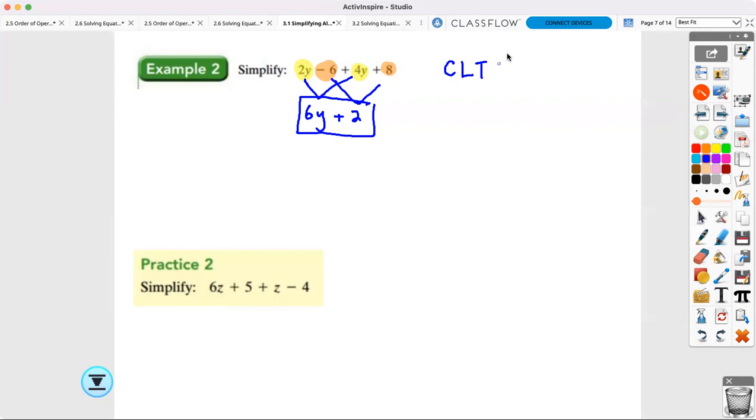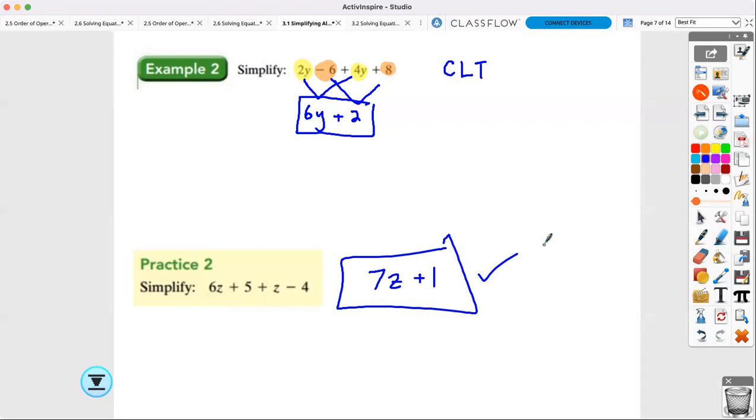So Jacob put 7z plus 1. Does anyone agree or disagree with Jacob's solution? Good. If you said agree, you are correct. Are there any questions on this example problem before we move on from this practice problem? Any questions whatsoever?